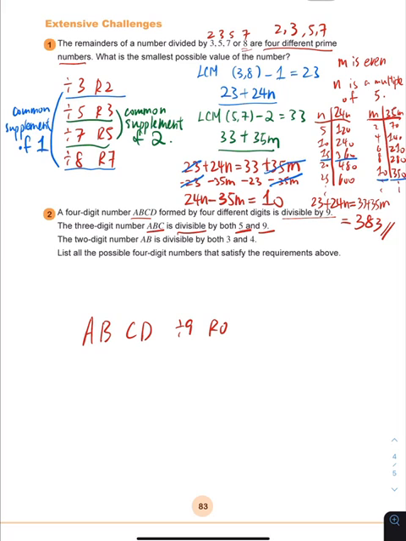So first of all, it means that C is equal to 0 or 5. And also, if ABC is divisible by 9, it means that A adding B adding C is a multiple of 9. Now, ABCD is also divisible by 9, which means that A adding B adding C adding D is also divisible by 9. So let me just write it down, if you can see the relationship between those.